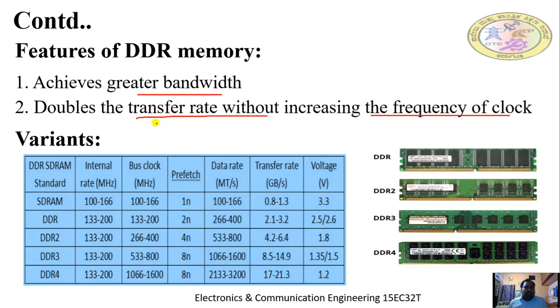Nowadays in the market, different variants of DDR memories are available. Those are DDR1, or simply DDR, DDR2, DDR3 and DDR4.